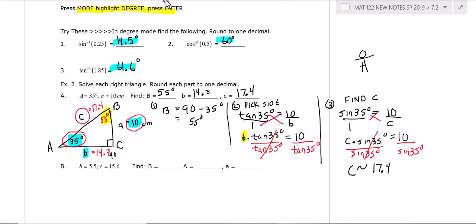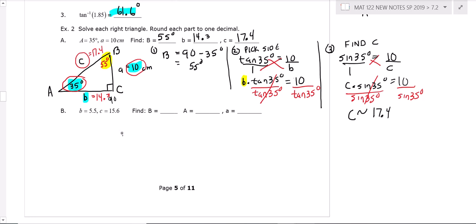So I'm going to move down and do the next one here. Again, just start off by drawing a triangle. I always draw it the same way. That's angle C. I'm going to call that A, and I'm going to call that B. And then opposite B is little b, opposite A is little a, opposite C is C. Then I'm going to fill in what I have, and that's going to be 15.6 for C, and side B is going to be 5.5.